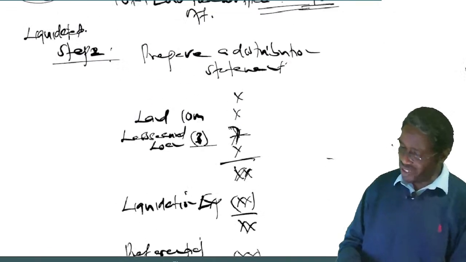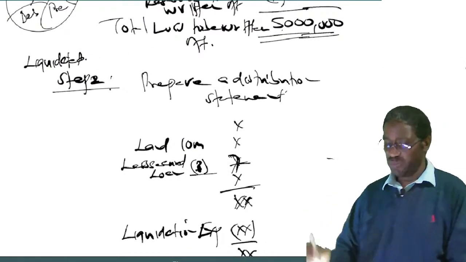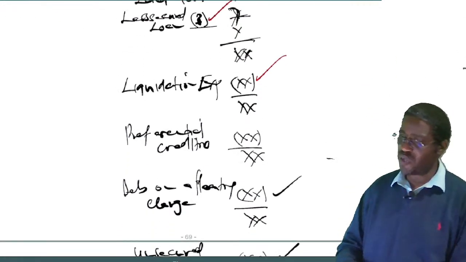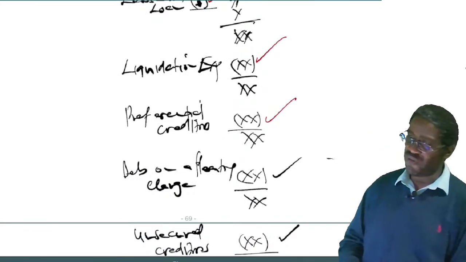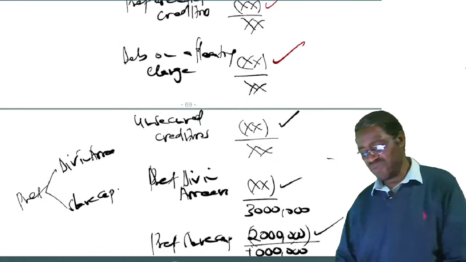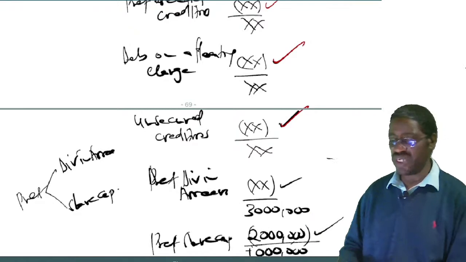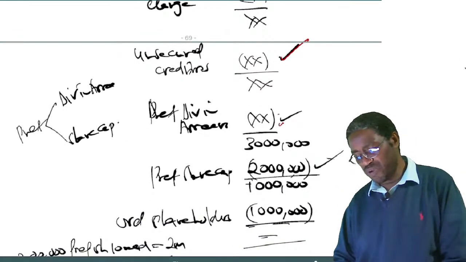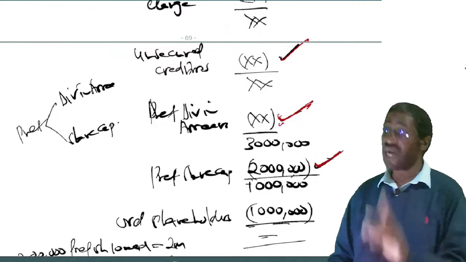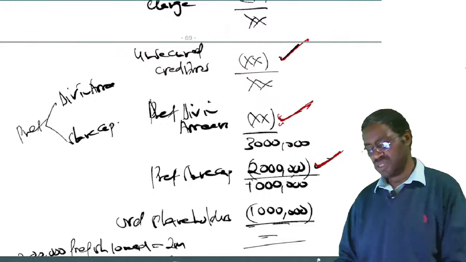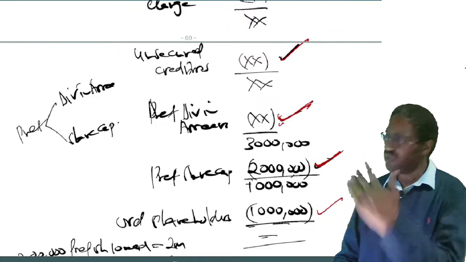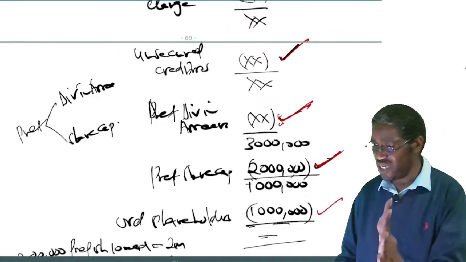So when a company is liquidated, I've given you the order of priority. Pay the secured liabilities first. If money remains, pay the liquidation expenses. If money remains, pay the preferential creditors. If money remains, pay the debentures on a floating charge. If money remains, pay the unsecured creditors. If money remains, pay the preference dividends in arrears. And if money remains, pay the preference shareholders their capital. And whatever money remains, now give it to the ordinary shareholders. Whatever the money remains. It could be more than enough or less than enough, but whatever remains.